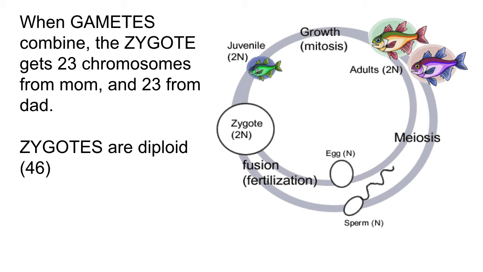And then after that, the zygote will form multiple different types of cells and will create the juvenile fish in this diagram, which again is going to be diploid. It's going to be 2N, and then we'll have more growth through the process of mitosis, where those somatic cells will divide, and so the life cycle will continue.